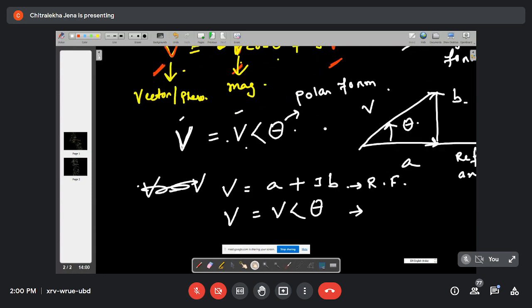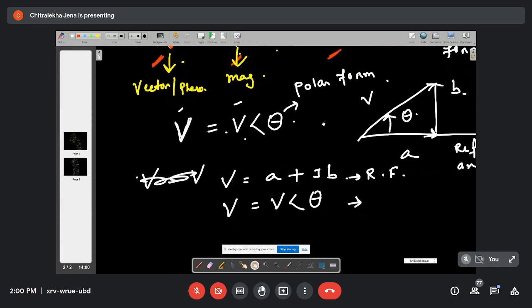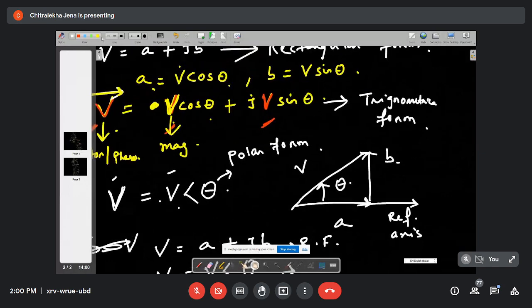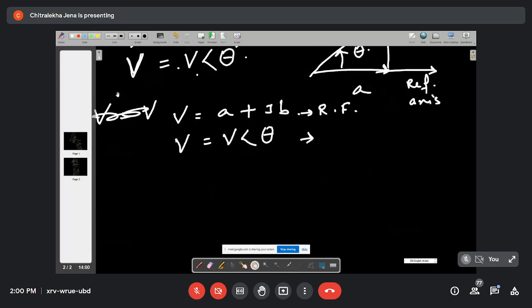E to the power, that is the exponential form you are telling. We don't have the exponential form, and we will not work with the trigonometrical form also. We will not deal with the exponential. We only work with the rectangular form and this is your polar form.